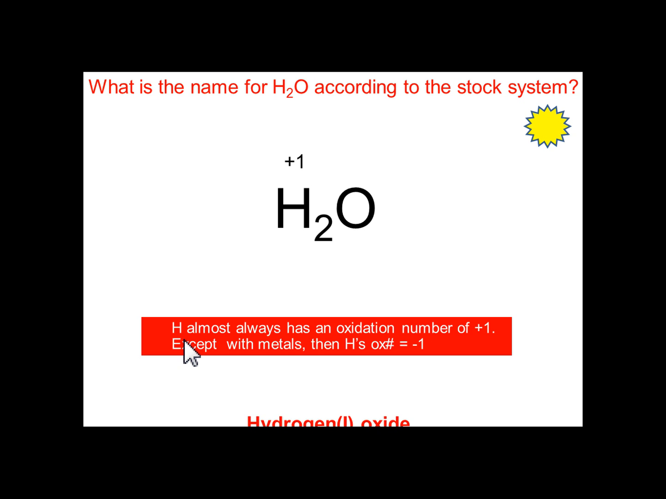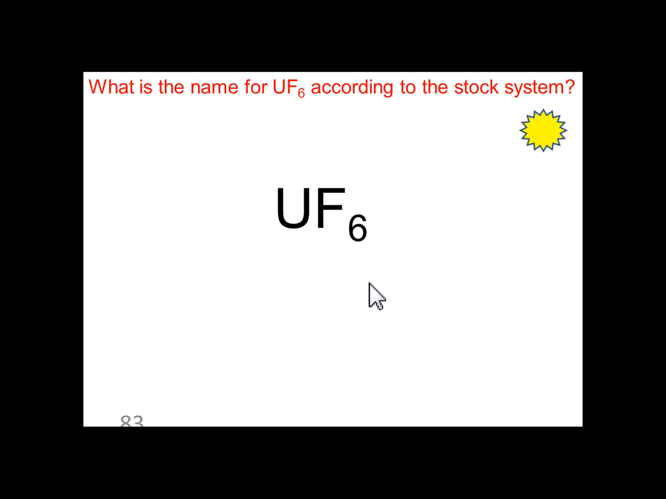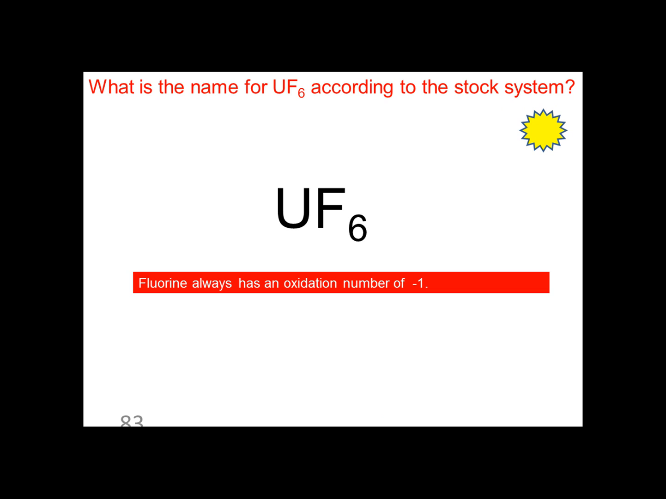Alright, that brings us to another one of the rules. Hydrogen almost always has an oxidation number of +1, except when it combines with metals, and then the oxidation number is -1. Here's another example. UF6, uranium hexafluoride. Now, this illustrates another rule. Fluorine always has an oxidation number of -1. If you didn't know that, it would be difficult for you to tell us the oxidation numbers or to name this compound. So that's why you need to memorize these oxidation rules. Fluorine always has an oxidation number of -1.